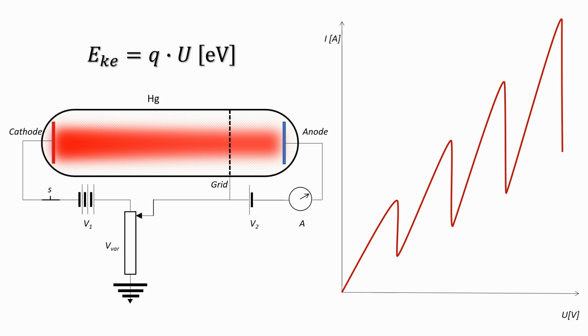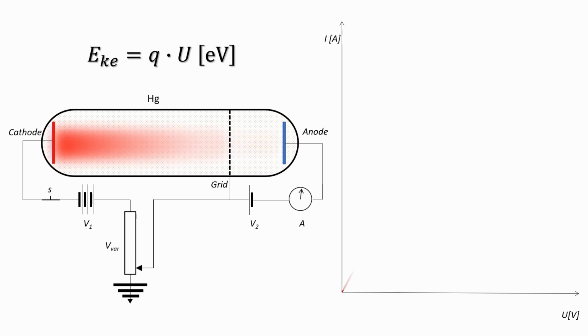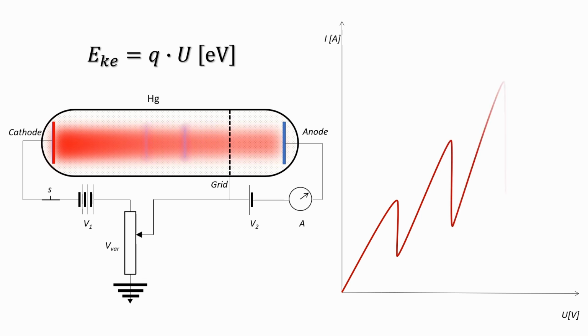Franck and Hertz discovered that these sudden drops in electric current always occur at precisely defined voltage values. The gap between these voltage values remains constant, 4.9 volts. Furthermore, at voltages where the current drops, UV light with a wavelength of 254 nanometers is emitted.